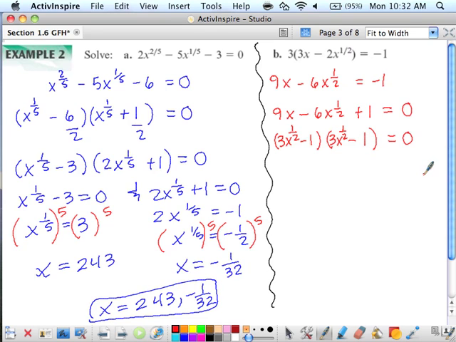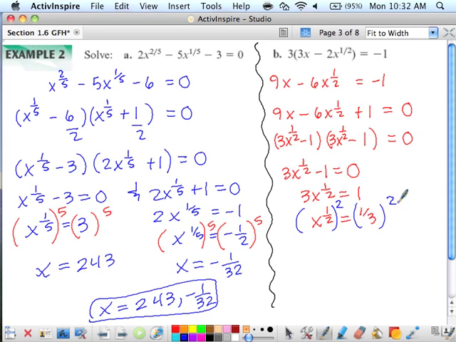It turns out in this case, we got the same factor twice. So we'll set each one equal to 0. But since they're the same, we really only have to do it once. So we know that x to the 1/2 equals 1/3. And then we raise both sides to the reciprocal power. So the reciprocal of 1/2 is 2, so we're going to square both sides. And that tells us that x to the 1 equals 1/9.